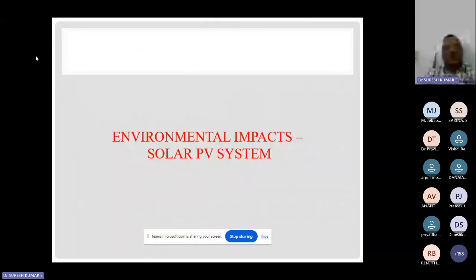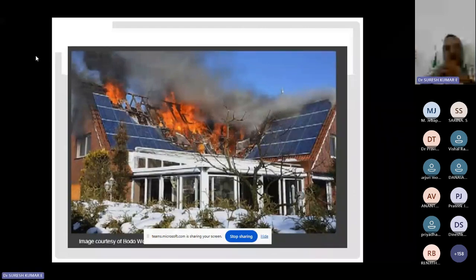Now we'll see some solar PV system impacts also. So far we never thought about this problem. It causes environmental hazard issues at the time of conversion of metallurgical grade to silicon grade, then during the operational period. Even before decommissioning, there is an arc fire. It is called arc fire, again a hazardous one. Even when you are decommissioning, again issues will be there.